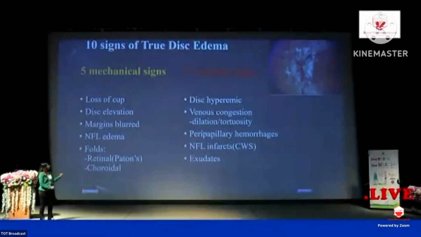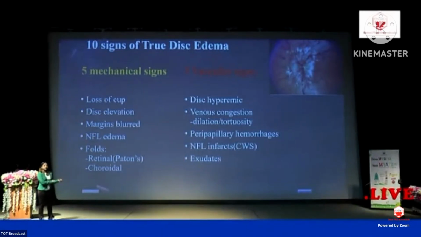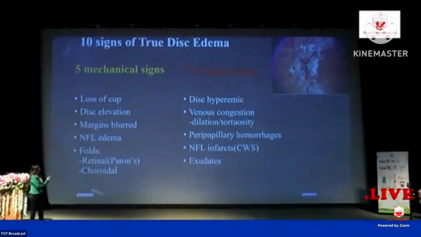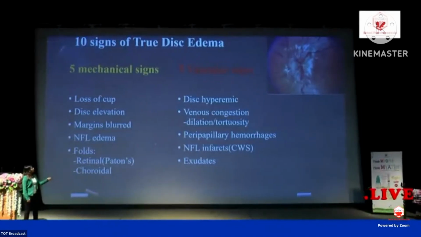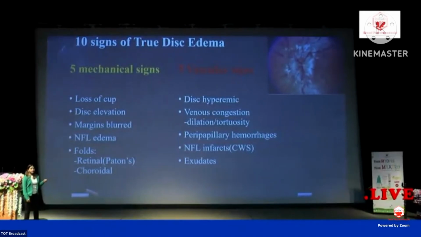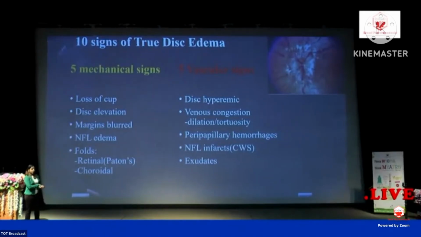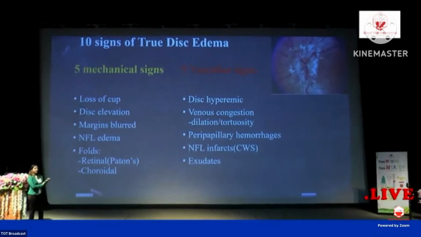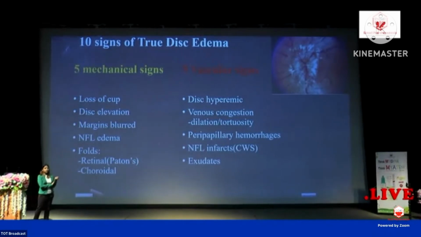The 10 signs to call it a true disc edema are 5 mechanical signs and 5 vascular signs. The 5 mechanical signs: there is a loss of cup, the cup-to-disc ratio cannot be assessed, and margins will be blurred. There will be nerve fiber layer edema. There will be disc elevation along with folds, Paton's lines or choroidal folds. The 5 vascular signs are hyperemic disc, venous congestion, peripapillary hemorrhages, nerve fiber layer infarcts, and exudates.